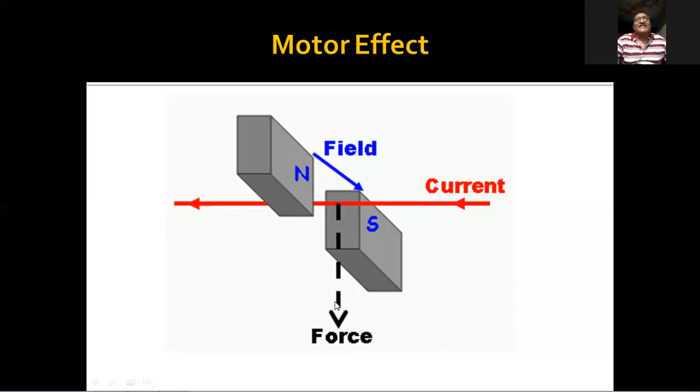So this is called the motor effect. What is the motor effect? If you have a conductor placed perpendicular to the magnetic field lines, when the current flows through the conductor, it will experience a force, and that conductor will move. In this situation, the conductor has moved downward. I hope that this is clear to you. Okay, let's go to the next one.